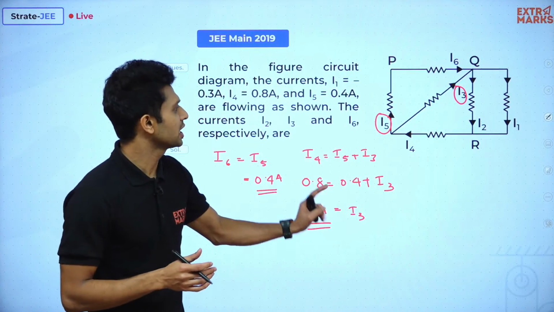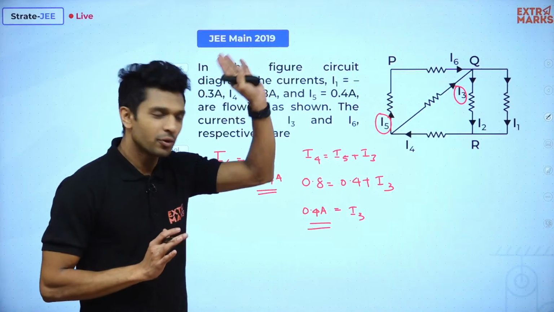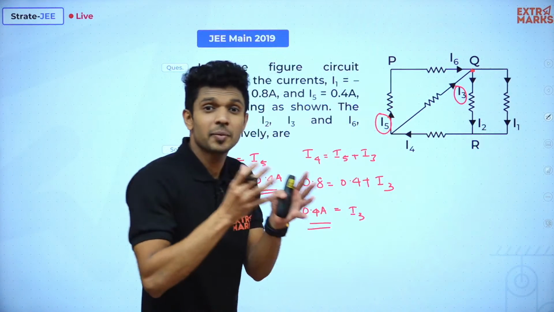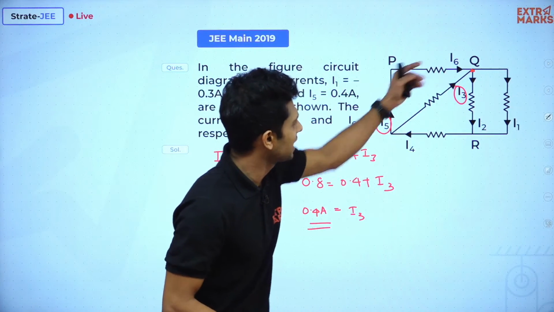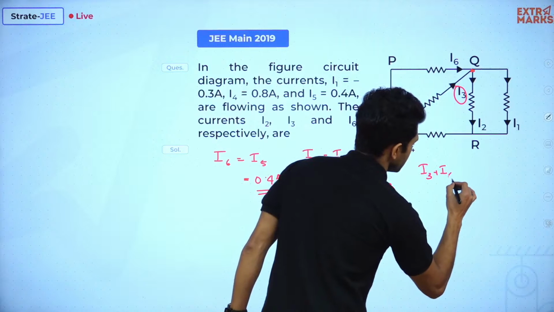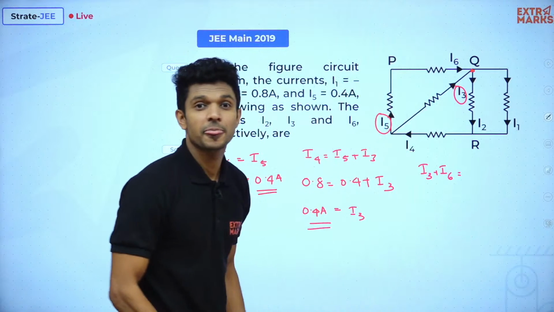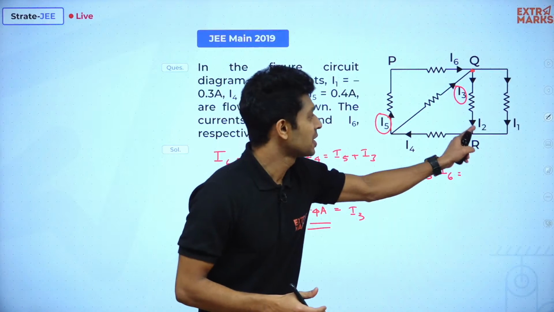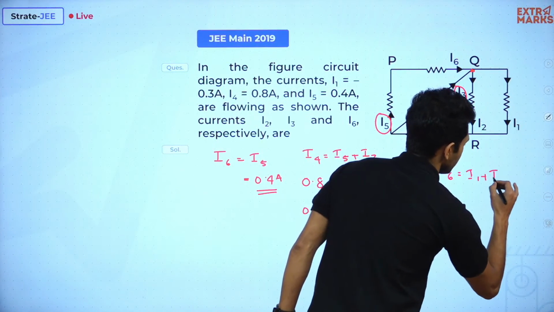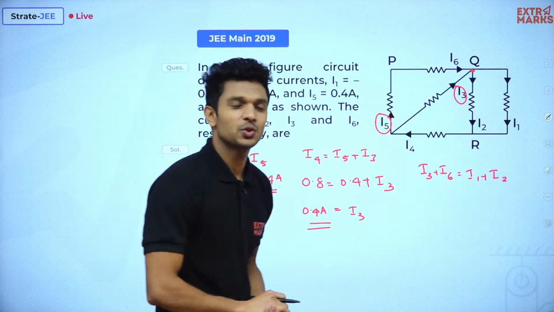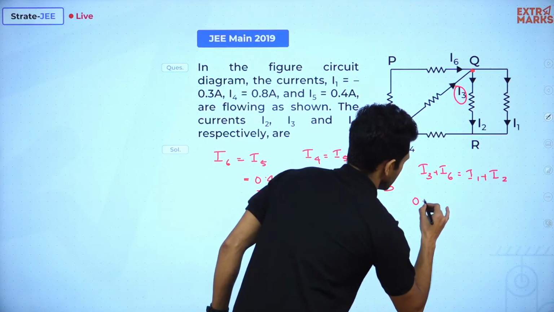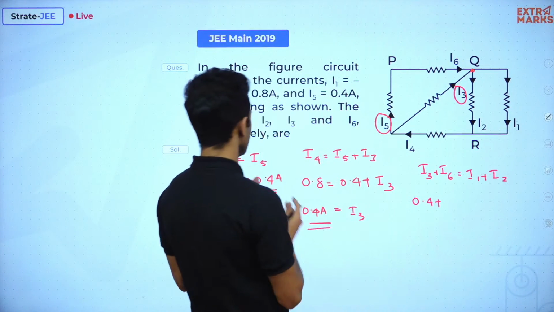I6 हो गया, I3 हो गया, बाकी क्या है? I2 है. For that, let us look into this junction. Tell me which are the currents coming into the junction, I6 and I3. So the sum of the currents coming into the junction is I3 plus I6 equal to, what is the current leaving from the junction? I2 and I1. So current coming into the junction is equal to current leaving the junction, I1 plus I2. हो गया. Substitute the values. I3 0.4. I6 का value also 0.4.